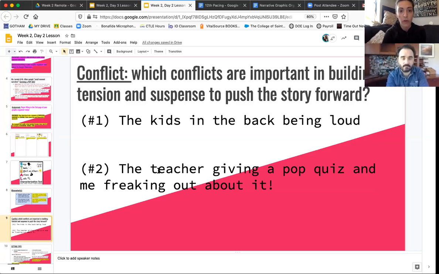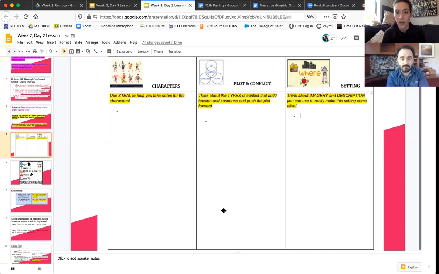You also want to focus on the conflict, right? The conflict is super essential, or that moment of tension is essential because it pushes your story forward. So in Mr. Allen's example of the pop quiz, the kids in the back being loud is a source of tension, but also the teacher giving the pop quiz and you internally freaking out about it and getting worked up is another source of tension that helps build that story. So you could add those details and the things that you're thinking about in that center box.